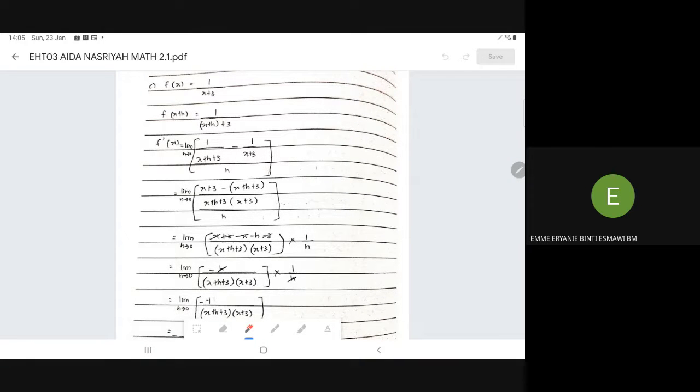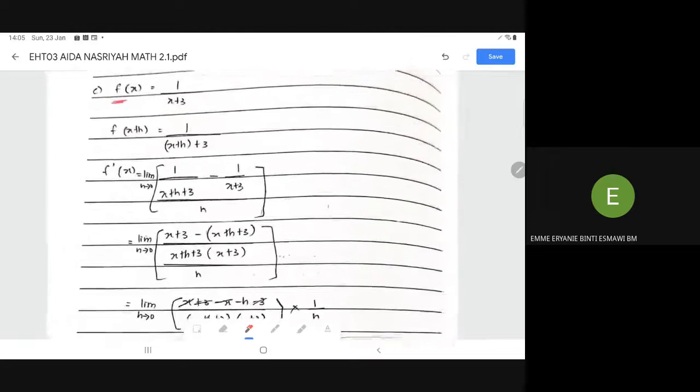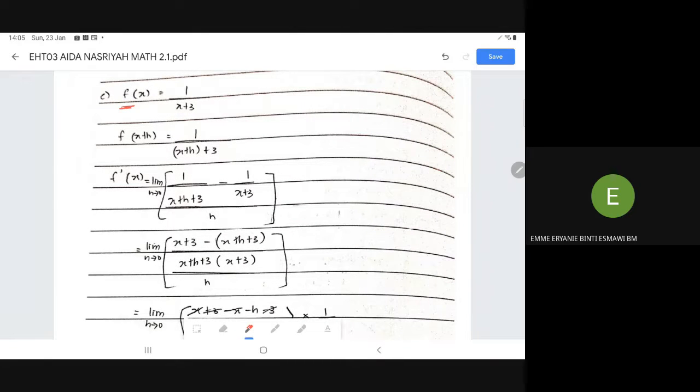For this question, the function is given as f(x) = 1 over x plus 3. So we know that we have to substitute into the formula of the limit as h approaches 0 of f(x plus h) minus f(x), over h. Formula ni memang kena hafal lah, kalau tak diberi dalam exam. But before this dia bagi. So kalau dia tak bagi tu sila hafal lah.